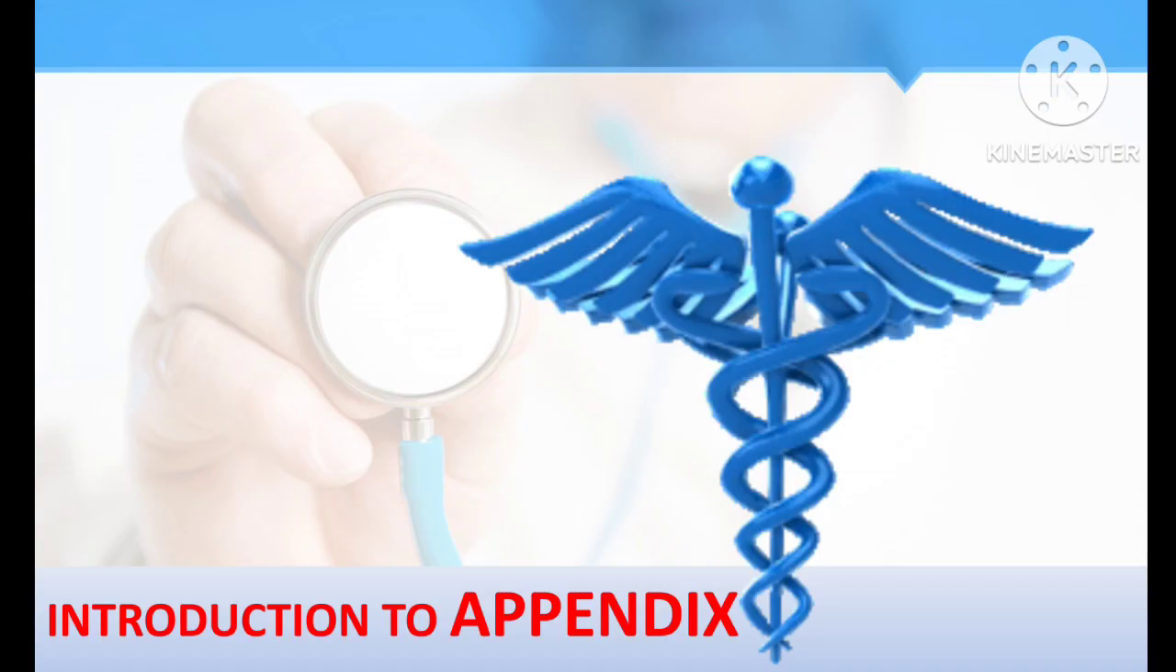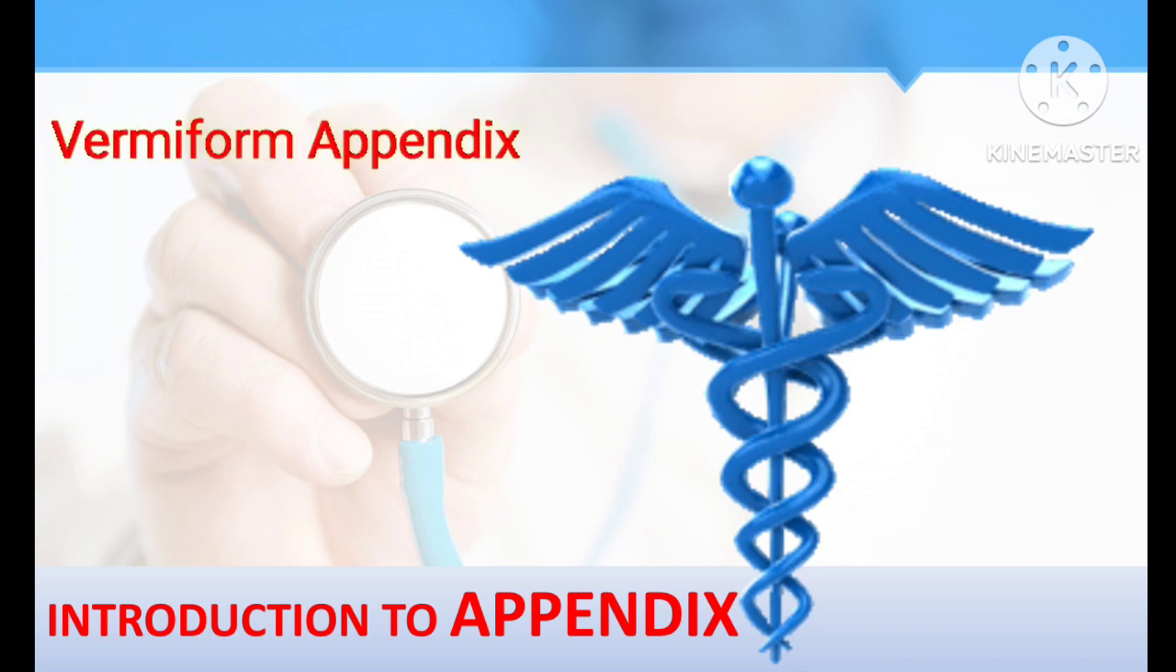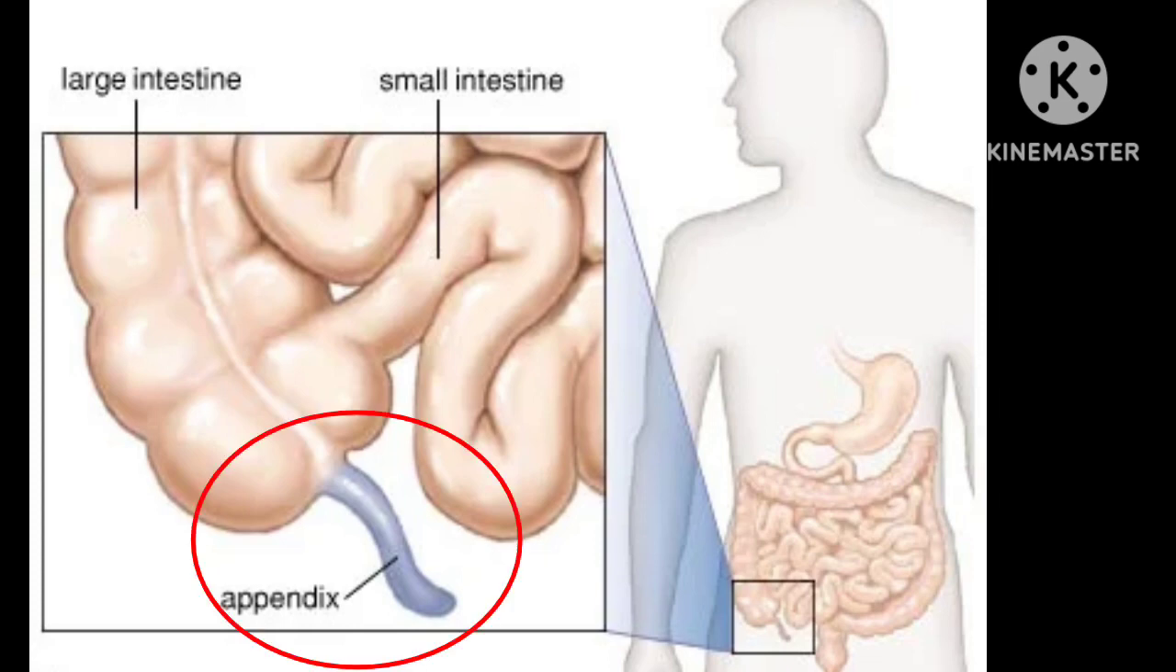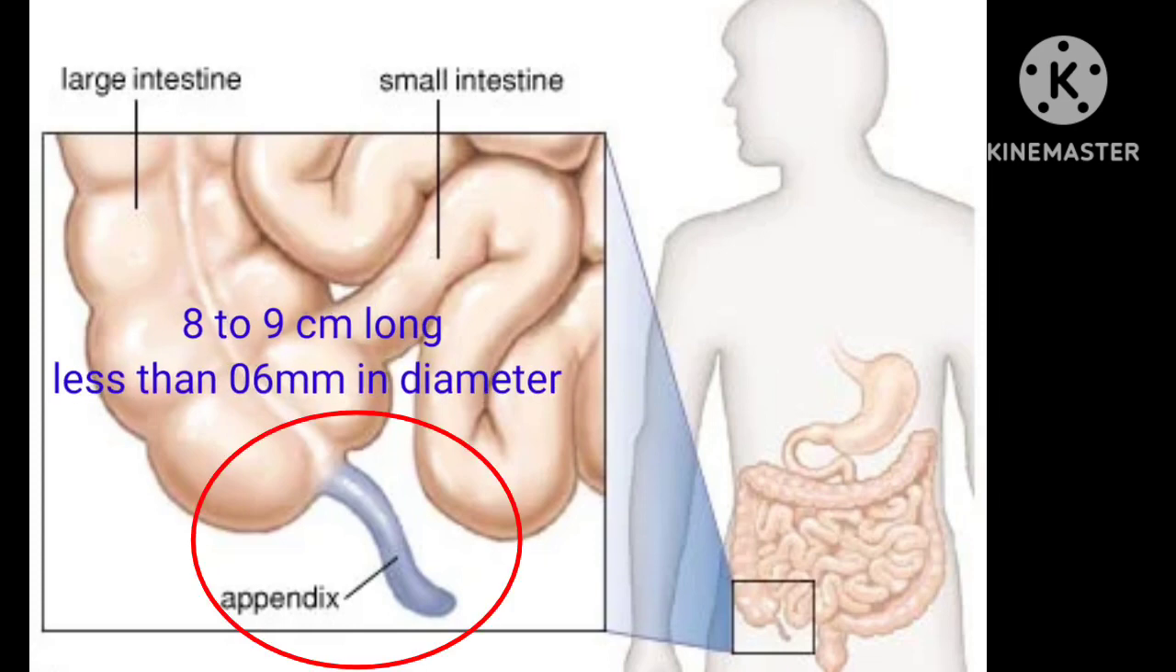Before discussing acute appendicitis in detail, we must know what the appendix is. The appendix is also called the vermiform appendix. This is derived from the Latin word vermiform, which means worm-like in shape. And appendix is derived from the word appendere, which means hang upon or an addition. This structure is 8 to 9 centimeters long and less than 6 millimeters in diameter.